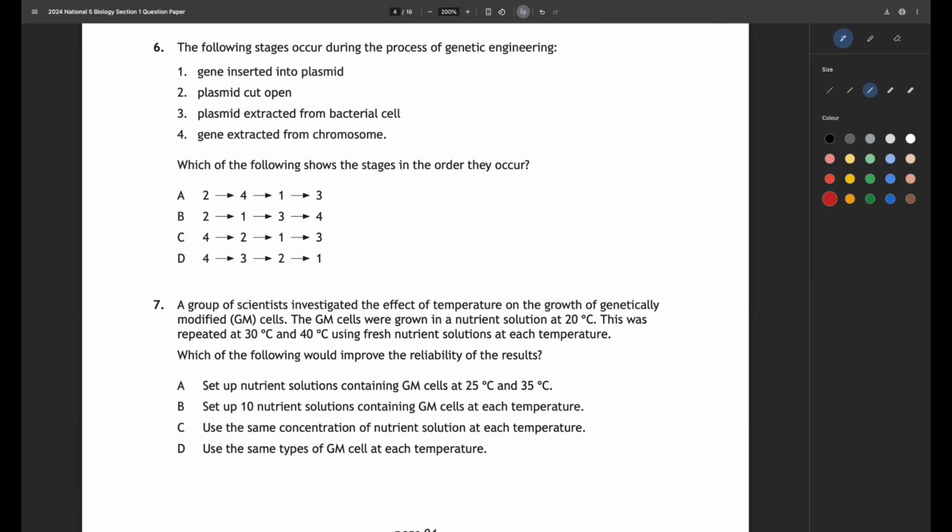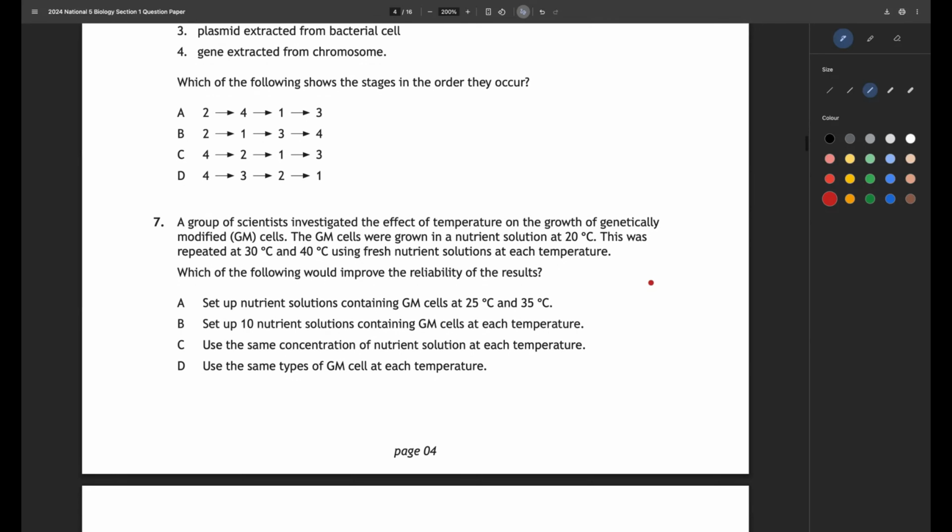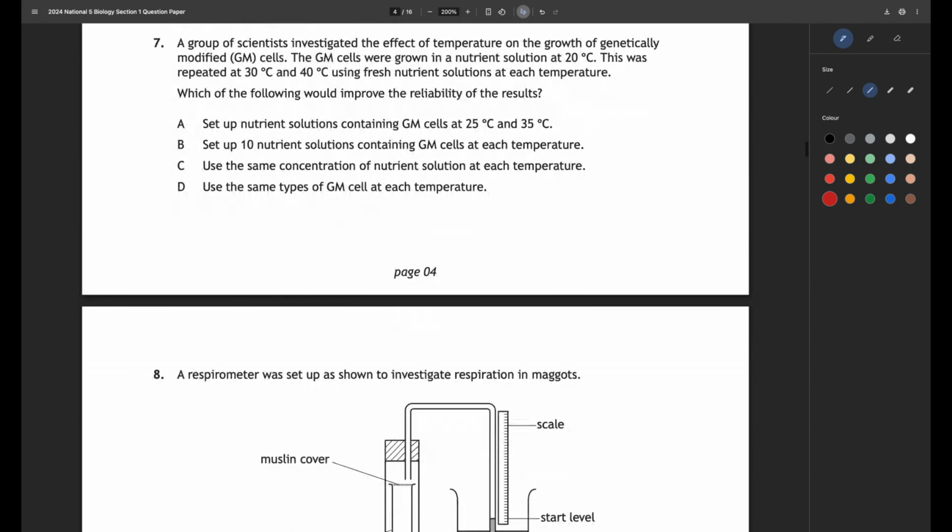We then obviously have to get our bacterial cell and extract the plasmid, then cut the plasmid open. So that's going to be 3, then 2. And then finally, we insert our source gene into the plasmid and it becomes a modified plasmid. That's going to be 4, 3, 2, and 1. So the answer is going to be D there for number 6. You need to know your stages of genetic engineering to help you with that question. So memorize those if you are not sure yet.